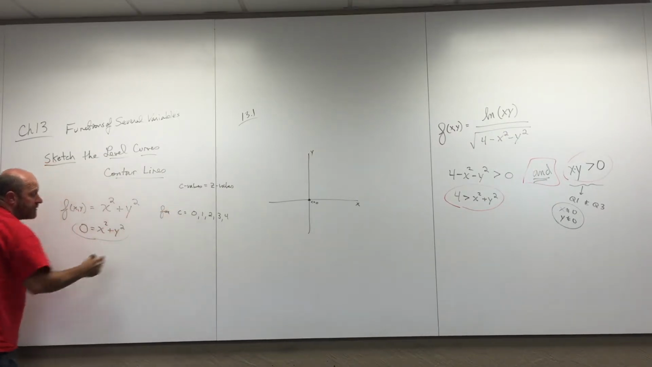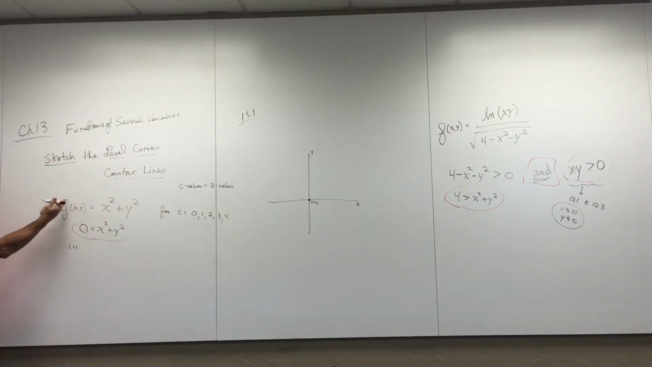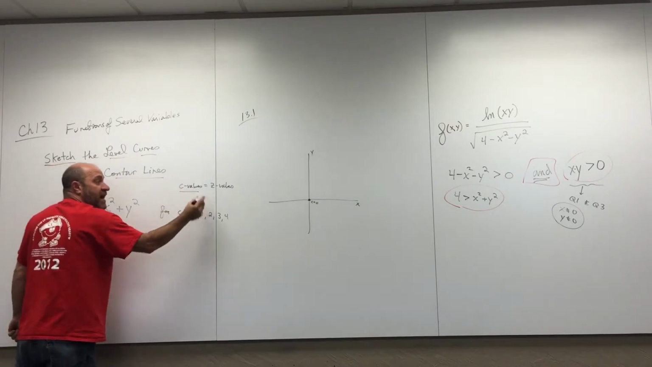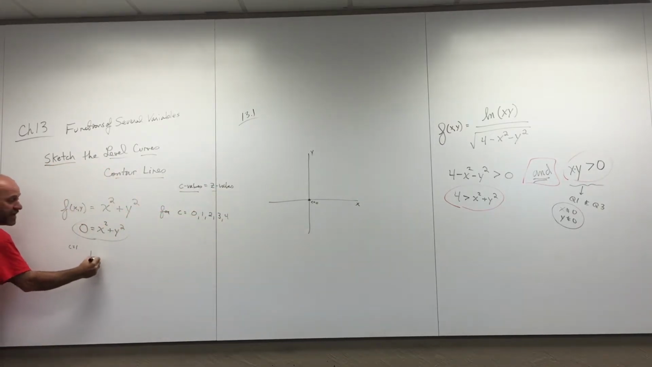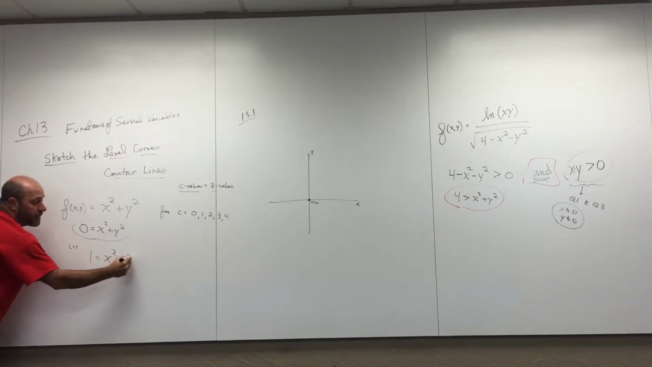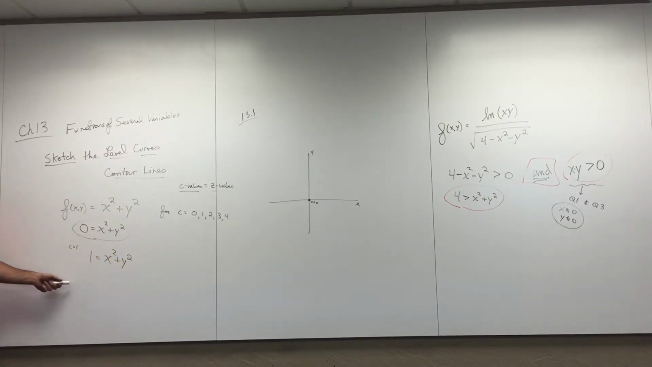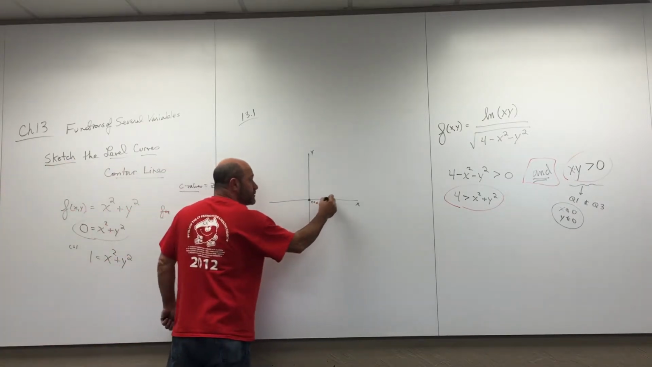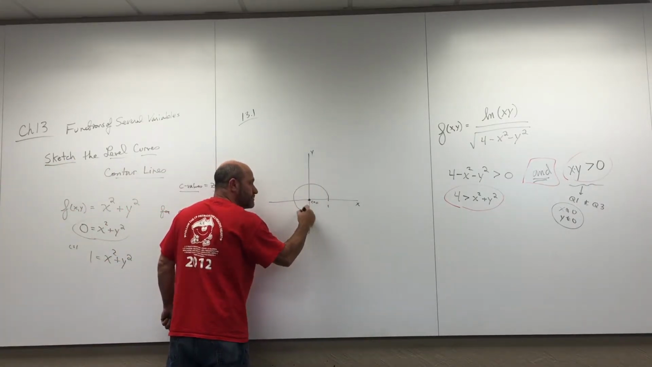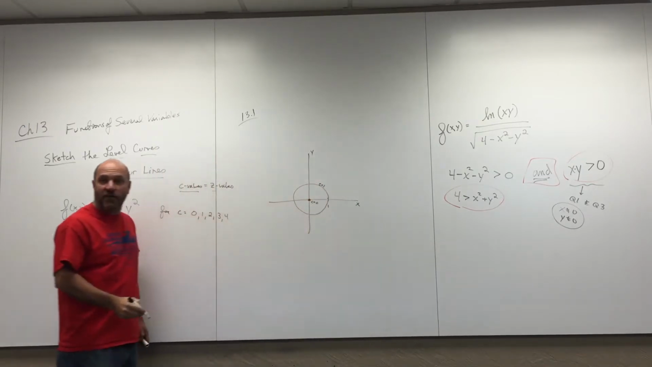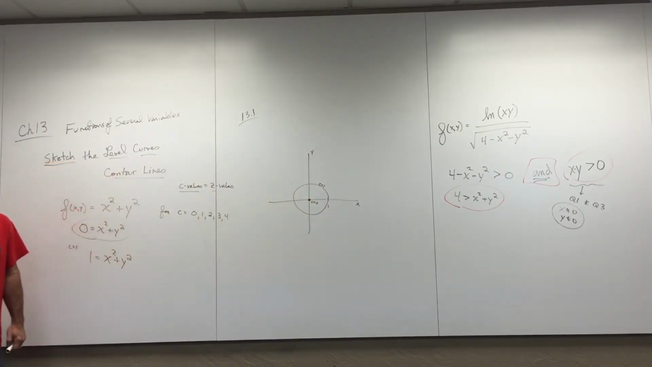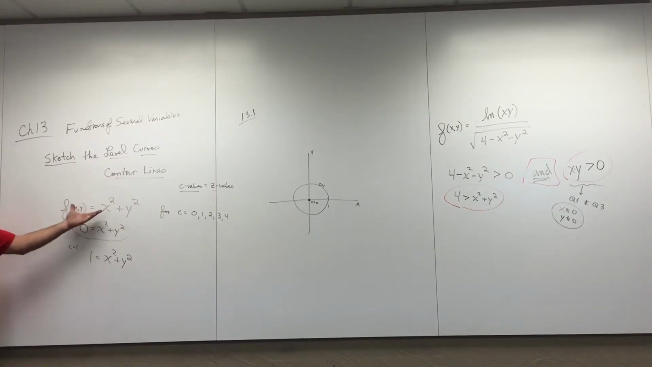When c is 1, you plug in a 1 for z. Those c values really are just z values. You plug in a 1 for z and you get this. And of course, that's a circle of radius 1. So now I'm going to label it c equals 1, kind of on that curve. That's a contour line, or we call it a level curve of this three-dimensional surface.